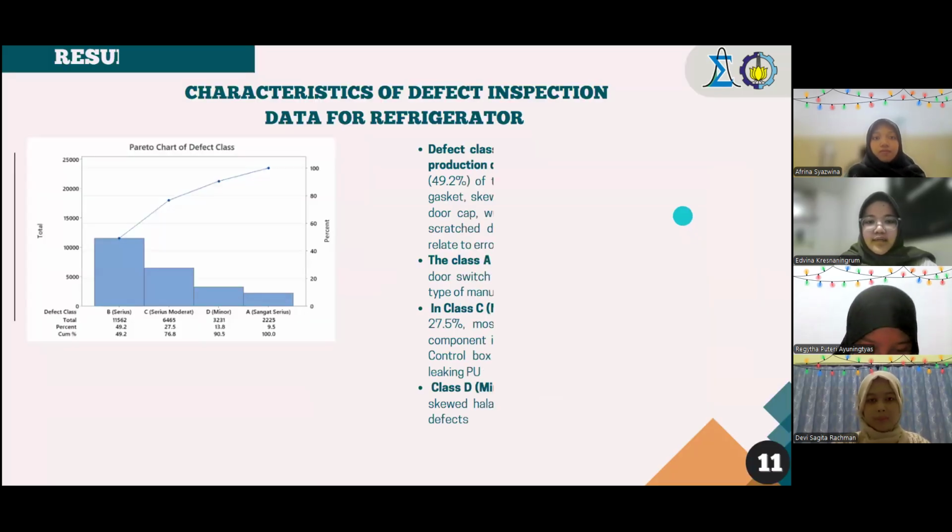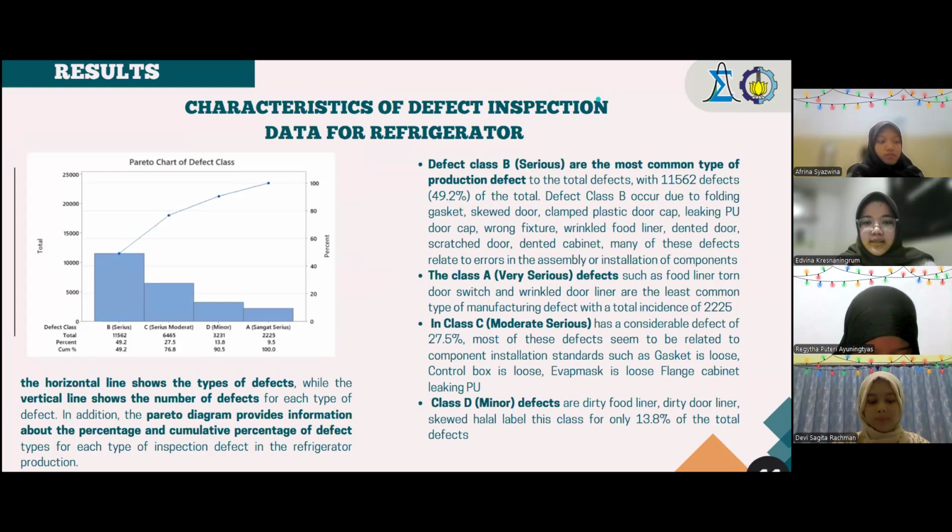Okay, the results of the analysis and discussion in this study were carried out on the defect inspection data of the refrigerator process. The first step of the analysis is analyzing the characteristics of the data. From the Pareto diagram above, the horizontal axis shows the type of defect, while the vertical axis shows the number of defects. So the Pareto diagram provides information about the percentage and cumulative percentage of defects.